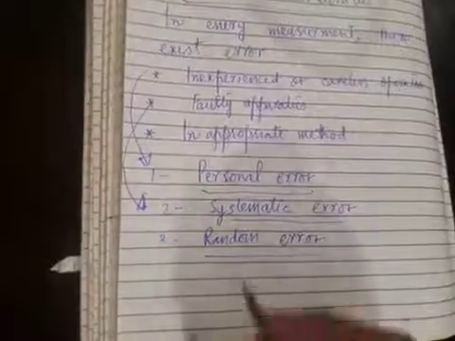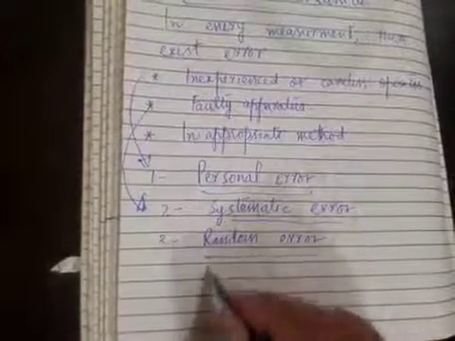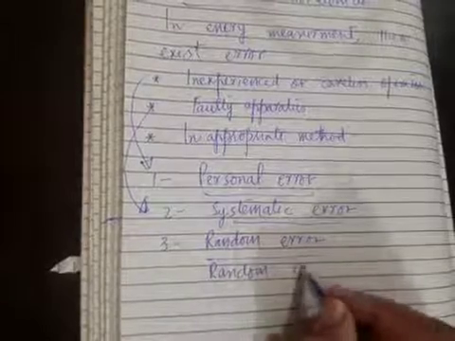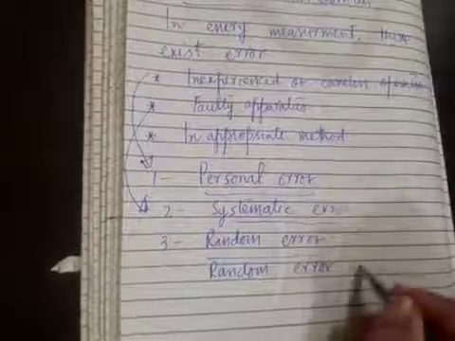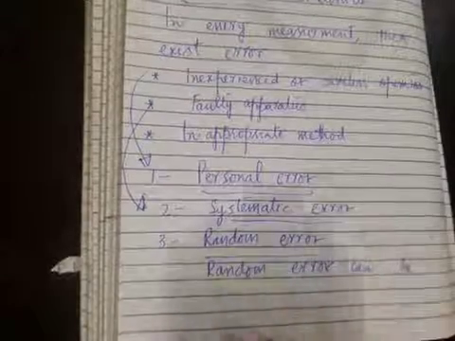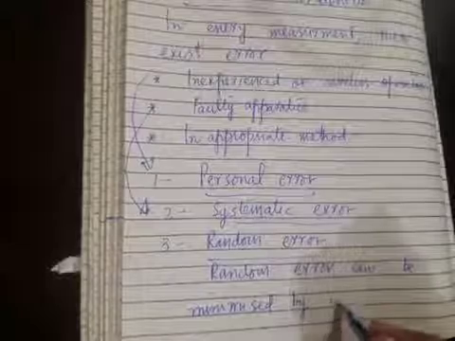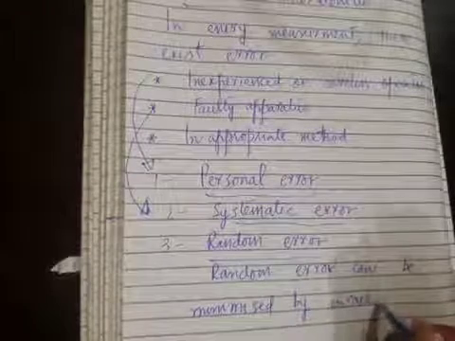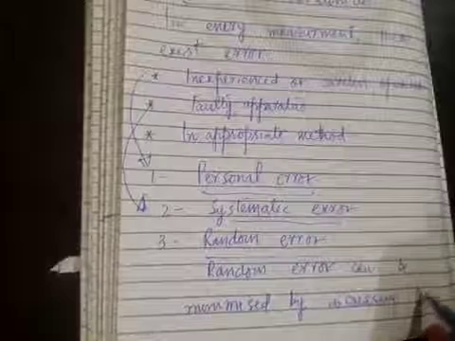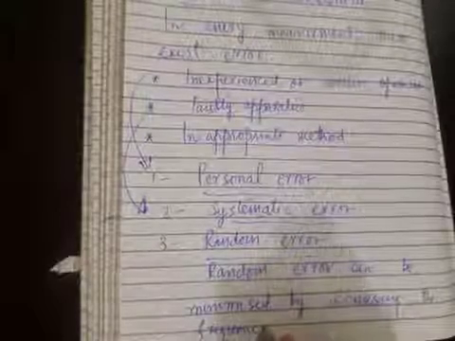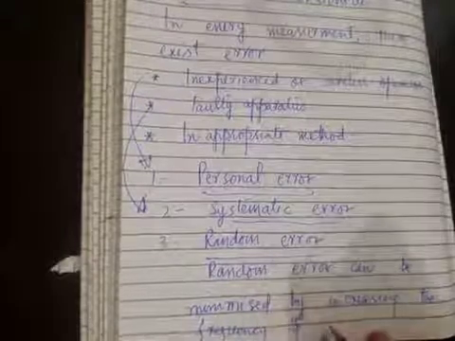So the remedy: random error can be minimized by increasing the frequency of measurements.